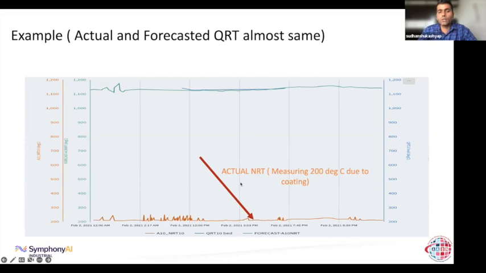But still, this sensor is sensing the variations. So relative variations are being captured by this sensor, so it has useful information with it. So we take this data and manual measurements, and then we develop an AI model which predicts in real time these NRT temperatures. And when we validated, it was pretty close to the actual measurements.